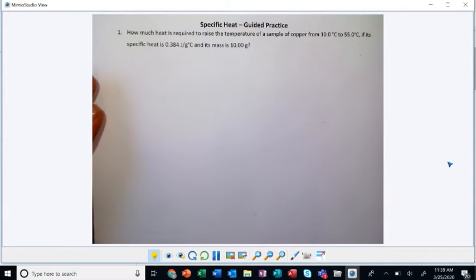All right, so the first thing we're going to do is we're going to read our problem. We're going to underline all the important information and we're going to label it. And then we're going to put a box around our question. We're going to label just like we do in gas laws.